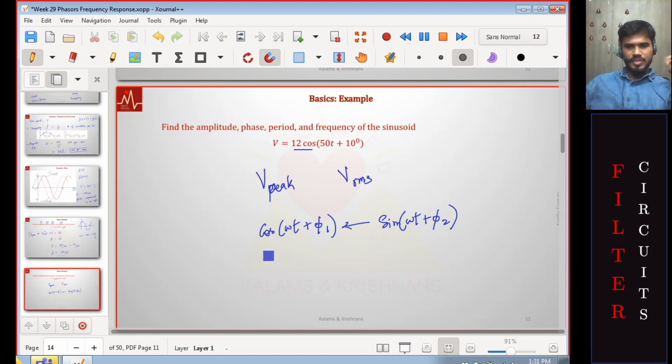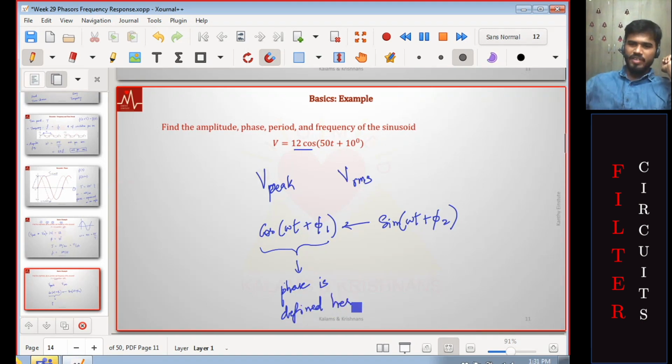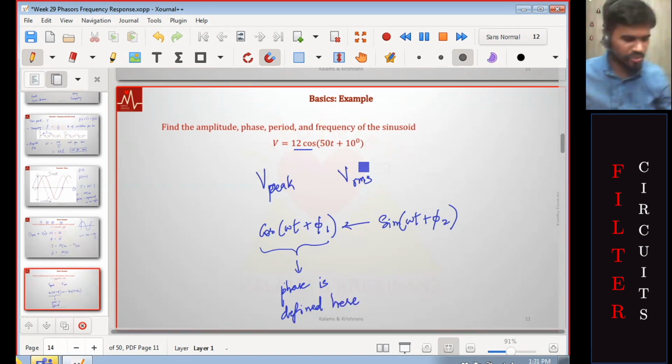Okay, phase is defined here. And again, RMS, we have kind of heard about it in high school and all that. Some of us know what it is, some of us kind of forget. We'll come back to this when we look at AC circuits, not just sinusoidal circuits, but AC circuits. Okay. So for now, we'll be mostly working with V peak.